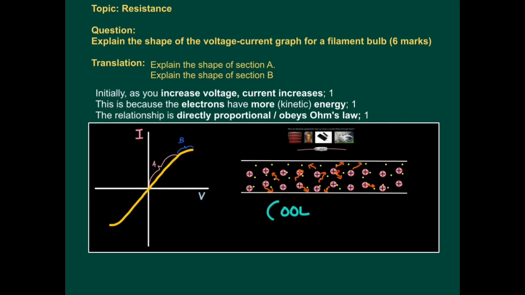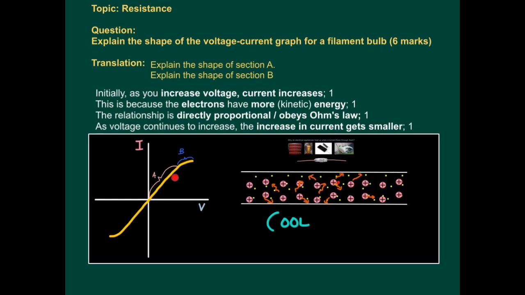Here's a description for the graph. The relationship is directly proportional, or obeys Ohm's law. In other words, it's a straight diagonal line. So what that means is if you double the voltage, you double the current. There's a proportional relationship. So we've explained section A, but now we need to talk about this bit.